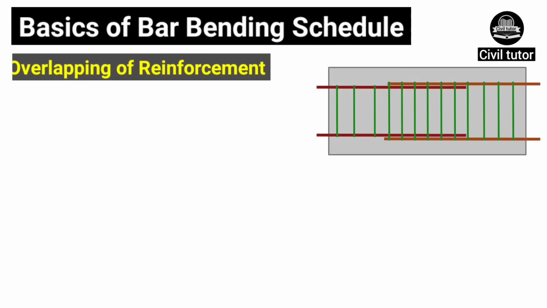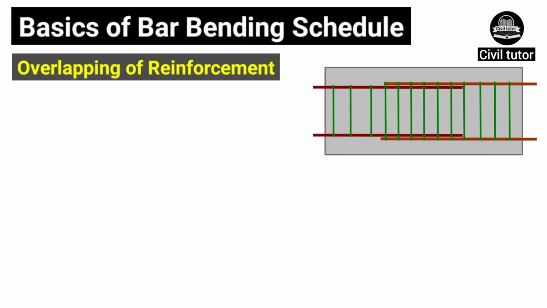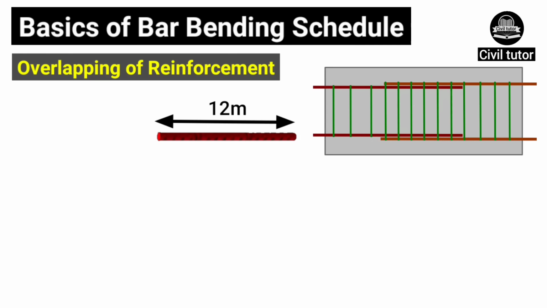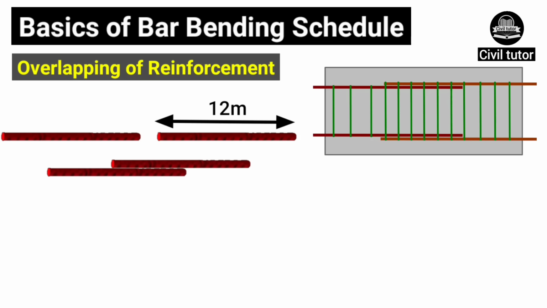The next topic is about overlapping. As we know, the standard length of a reinforcement bar is 12 meter. In case we need to increase the span of a structural member like beam or column beyond the standard length of reinforcement, which means we also need to increase the length of steel bars by adding more reinforcement bars. If we add the straight bars directly from end to end, then there may be chances of slippage of steel, which is prevented by overlapping the bars.